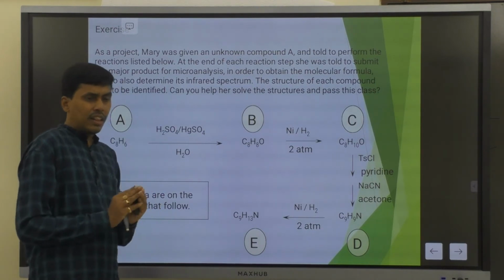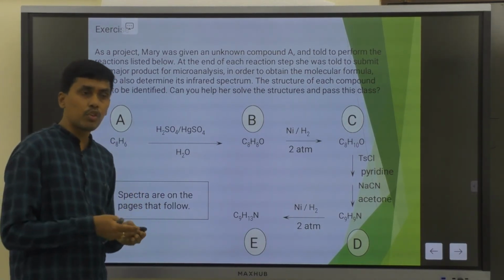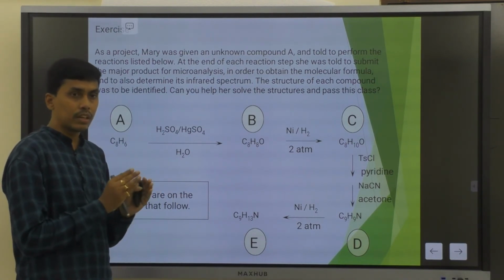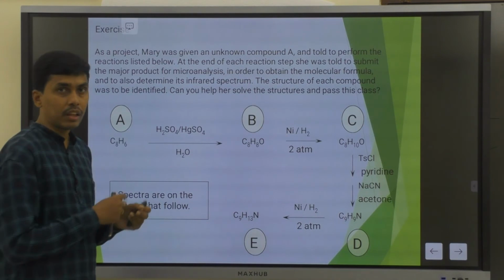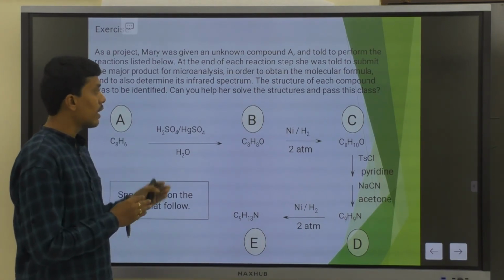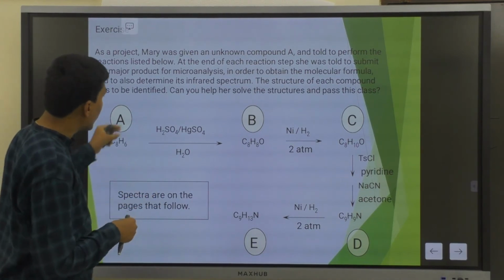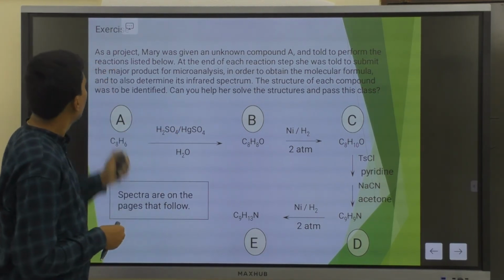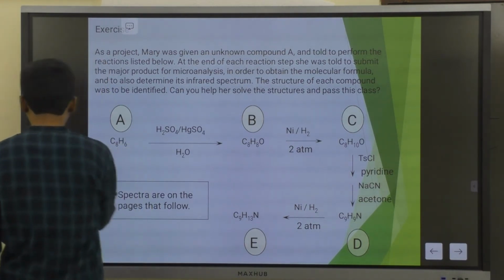Okay, this is about IR spectroscopy and its applications, the different types of spectroscopy. How can you distinguish different types of compounds like that? We can see some simple exercise. By this exercise, having some reaction mechanism in mind, you can easily solve this by using IR spectroscopy. Okay, see.